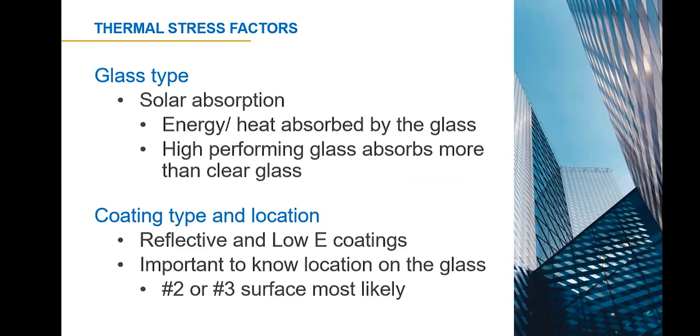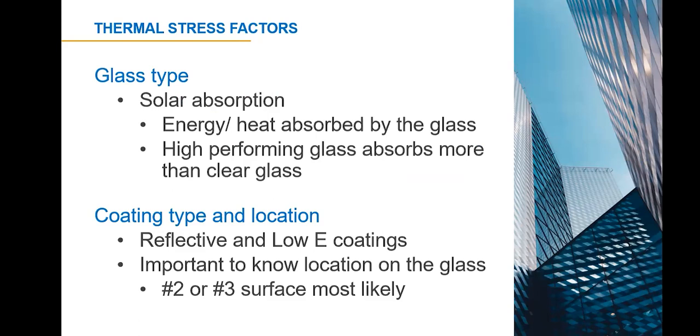Glass type is one of the largest contributors to thermal stress. The more the glass absorbs before the film is applied, the higher the risk of a thermal fracture. Colored glass and high-performing glass absorb more than clear glass. Also of concern are low-E and solar or reflective coatings. Just like films, these coatings absorb, reflect, and transmit the energy from the sun. This is why it's important to know where the coating is located.